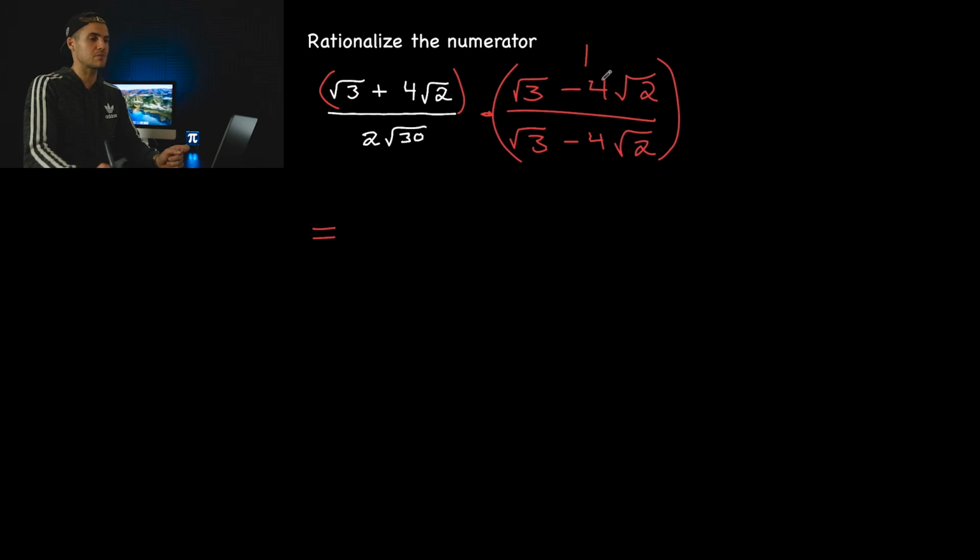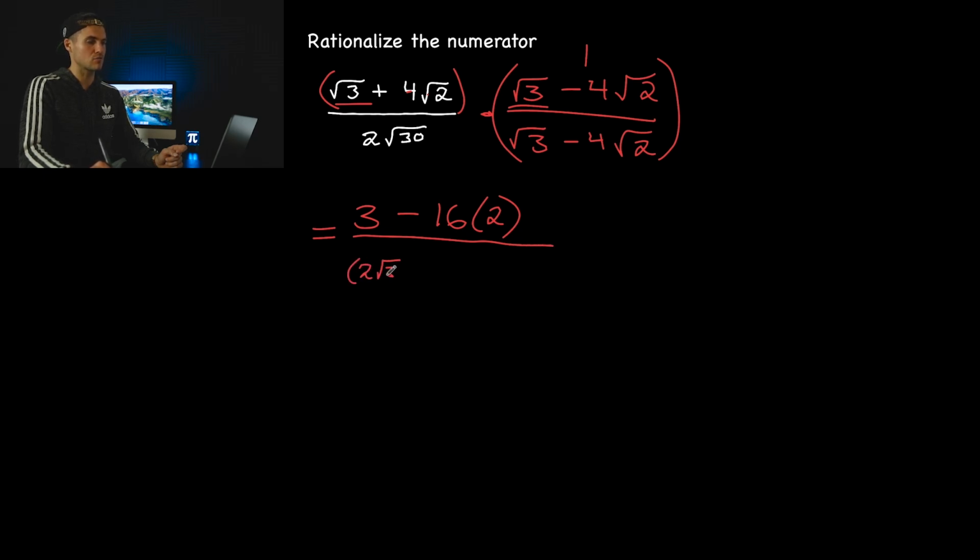Now this here is going to be a difference of squares, so all you have to do is multiply the ends, right? So root 3 times root 3, that gives us 3. And then this positive and negative is always going to make a negative here. 4 times 4 is 16. And then root 2 times root 2 would give us 2, like that. And then over here, let's just keep these separate. So I'm going to have 2 root 30, and then over here, I'm going to have root 3 minus 4 root 2, like that. And so notice that the numerator here is going to be what? 3 minus 32, which is negative 29.